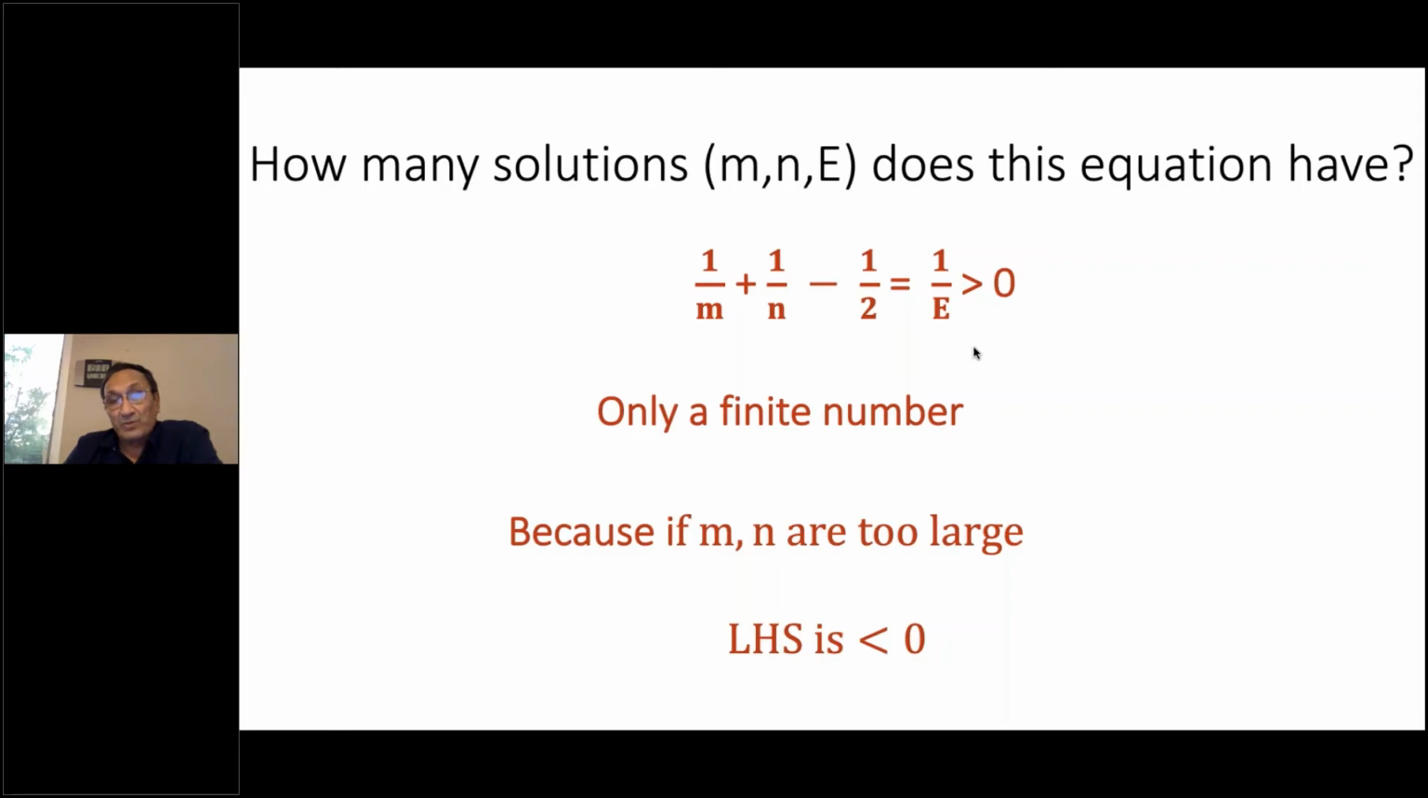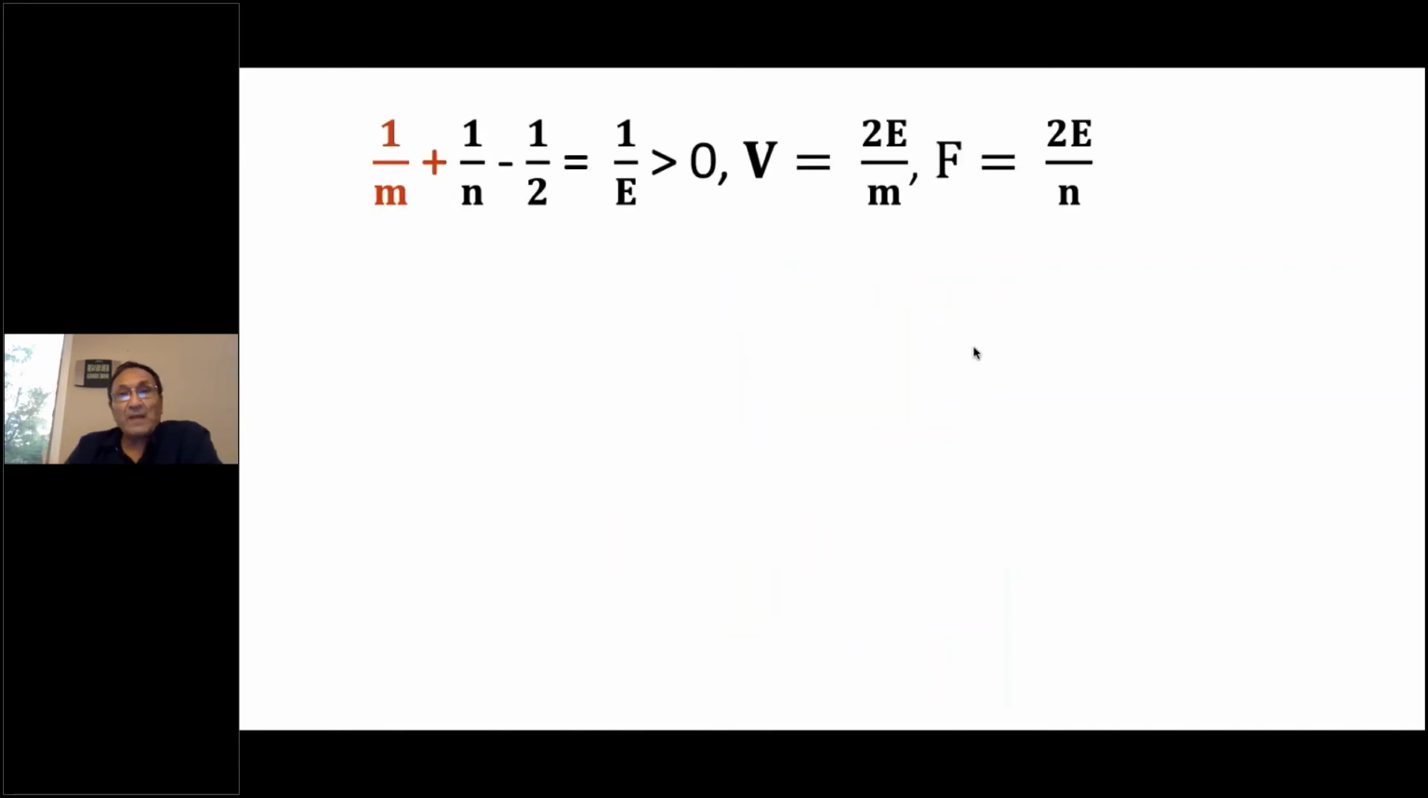Neither of them can be too large, as you'll see. So now, let's try to solve these equations. I wrote the equation out again. I know that the smallest value of m is 3, so let's put m equals 3.